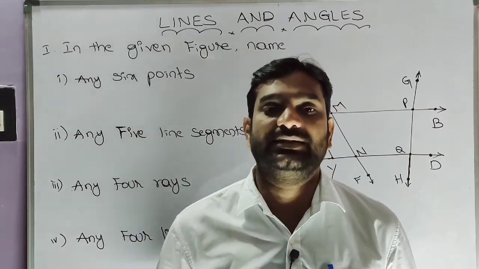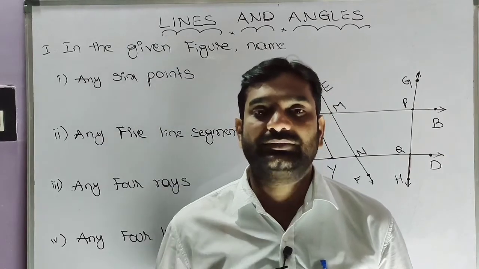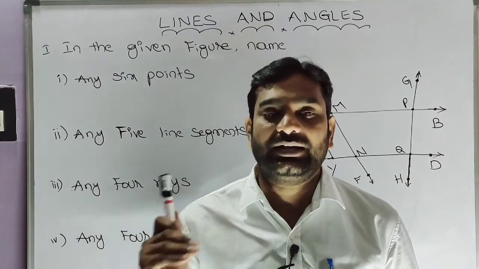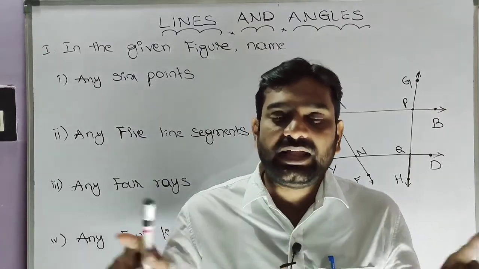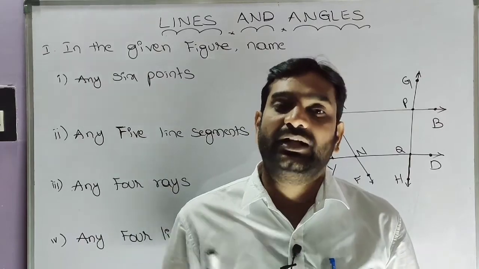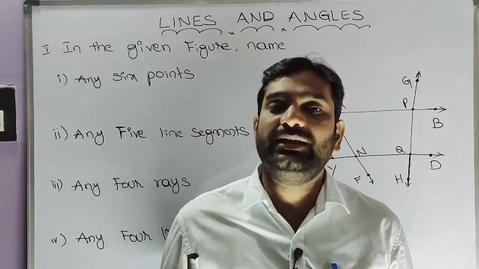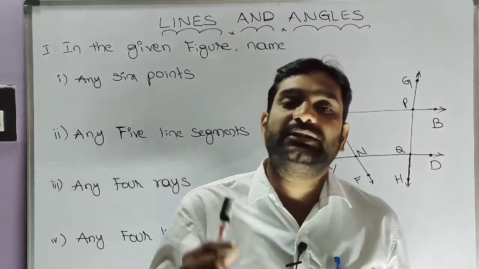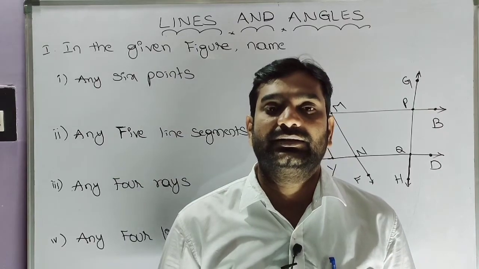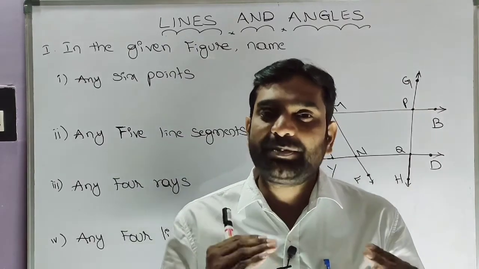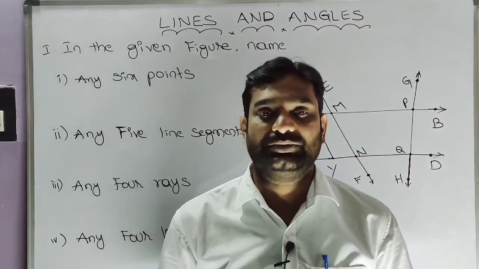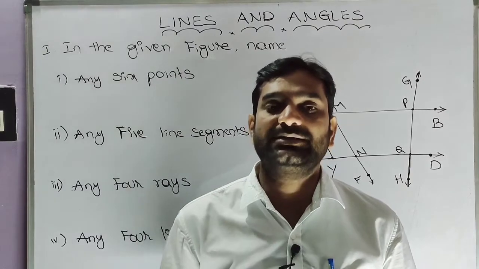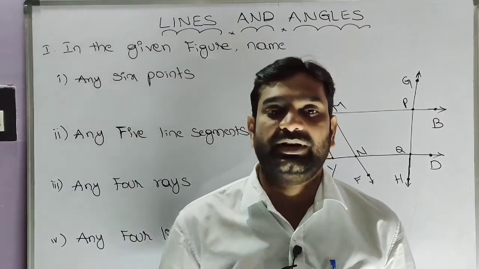And types of angles. In that, acute angle is less than 90 degrees, right angle is equal to 90 degrees, obtuse angle is greater than 90 degrees, and straight angle is equal to 180 degrees, reflex angle is greater than 180 and less than 360 degrees. A complete rotation is 360 degrees. And we discussed supplementary angles and complementary angles also. Two angles whose sum is 90 degrees are complementary angles, and whose sum is 180 degrees are supplementary angles.